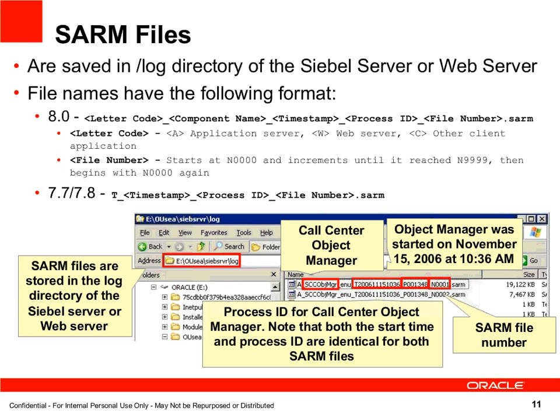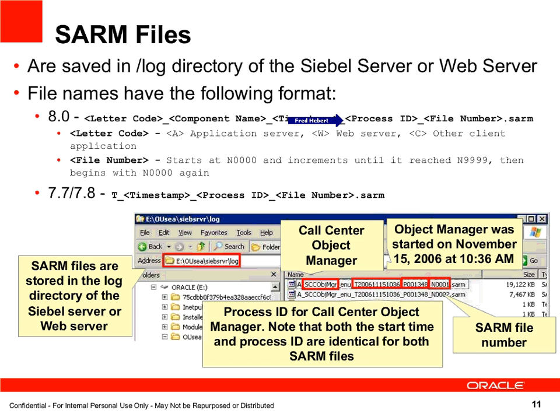Your component name, you can see over here, SCC_OPT_MGR_EMU. That's the Siebel Call Center Object Manager for U.S. English. Then a timestamp, and it's actually a T timestamp. You can see T, and this is actually a very old screenshot, as you can see, 2006, and it's November 15th, 2006, at 10:36. Then we have a process ID.